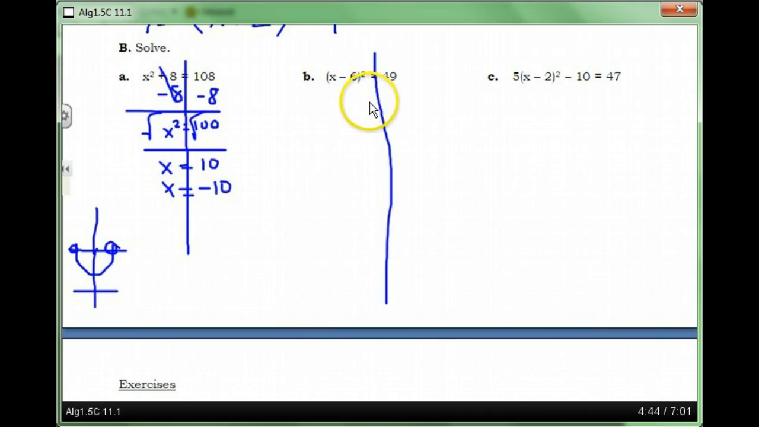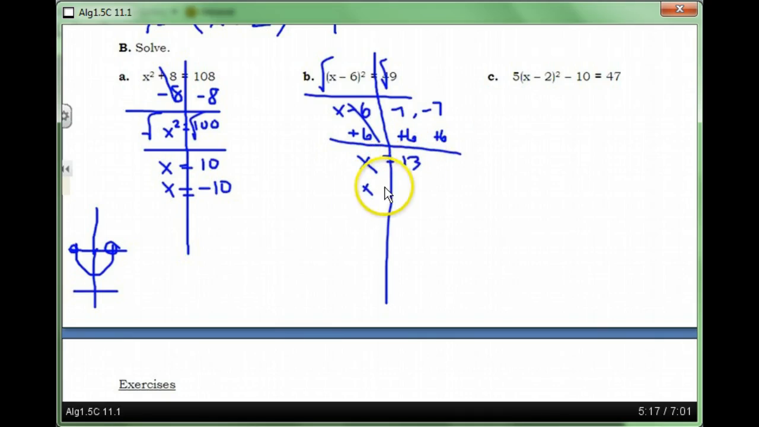So next one. Since the square is on the outside of the parentheses, the first thing I'm going to do is the square root. So the square root of 49 is 7, but again it's not just 7, it's also -7. The square root here eliminates the square, and that leaves us with x minus 6. So I'm going to add 6, and when I add 6, I actually have to do it to both of the answers over here. So x equals 13, and x equals negative 1. 7 plus 6 gave me the 13, and negative 7 plus 6 gave me the negative 1.